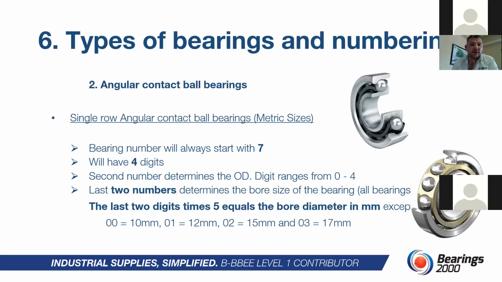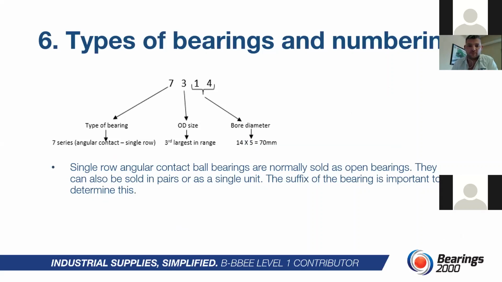Now we're going to have a look at angular contact ball bearings. Single row angular contact ball bearings. The number will always start with the number 7. It will have 4 digits. Second number, again, will determine the outside diameter of the bearing. And the last 2 numbers will determine the bore size. Example there, 7314.